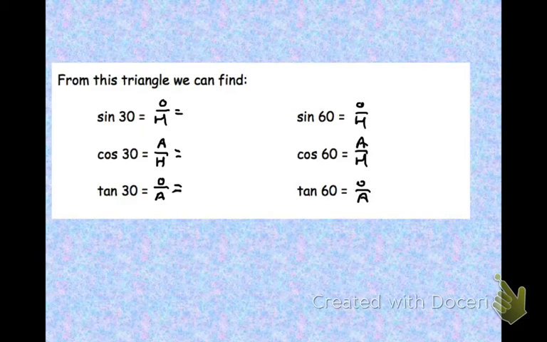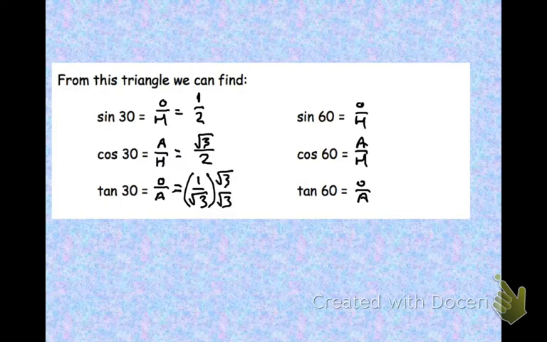So the sine of 30, being opposite over hypotenuse, is 1 over 2, or 1/2. Cosine of 30, well, we figured out that adjacent is the square root of 3 over 2. And the tangent of 30, opposite over adjacent, is 1 over the square root of 3. But we need to rationalize that denominator. So we actually end up with the square root of 3 over 3.